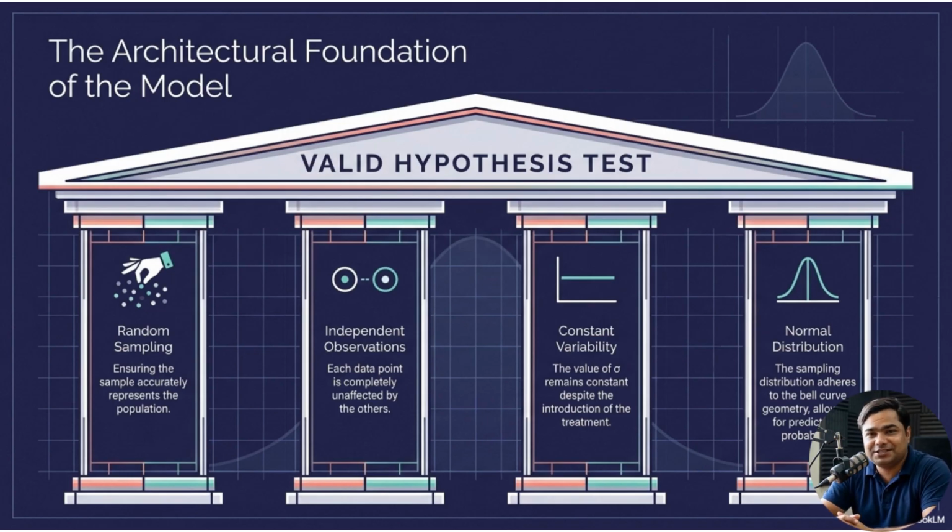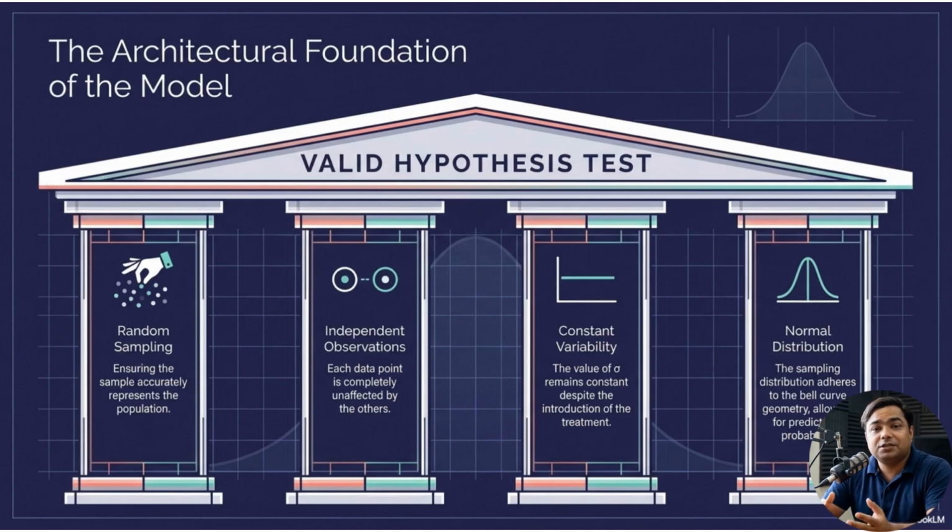The third condition is constant variability. The variability should remain reasonably stable. If variability changes dramatically across groups or conditions, some statistical tests may not be appropriate. The fourth condition is normal distribution. For many hypothesis tests, especially z tests and t tests, we assume that the sampling distribution is approximately normal. This allows us to calculate probabilities using the normal curve.